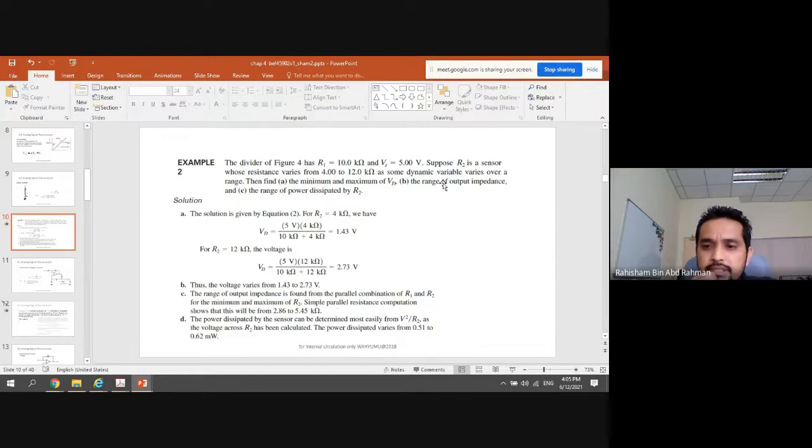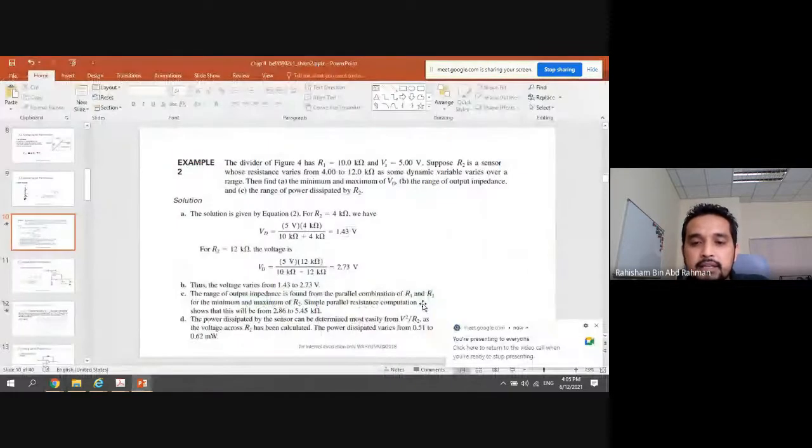So for the second question, the range of output impedance. Have a look at this one. As I mentioned before, the impedance of the values can be calculated by considering the two sensors as a parallel. Now I want you to calculate these values.